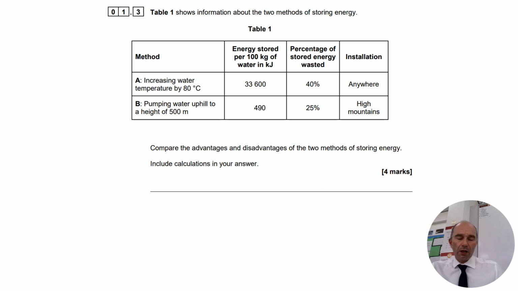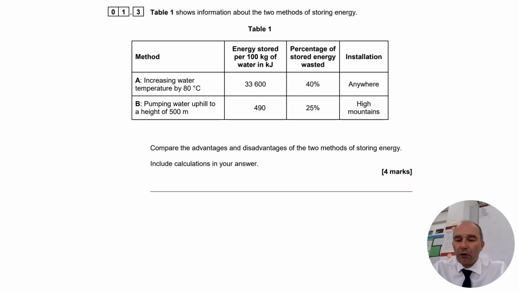Now, for you to reach level 2, which is either 3 or 4 marks, you need to be using relevant calculations to compare the two methods. So if there's no calculations in your answer, you're limiting yourself to a maximum of 2 marks. Now, in terms of disadvantages to method A, if you heat water to that temperature, you're going to need to insulate the material. So that's going to add a bit of cost to this.